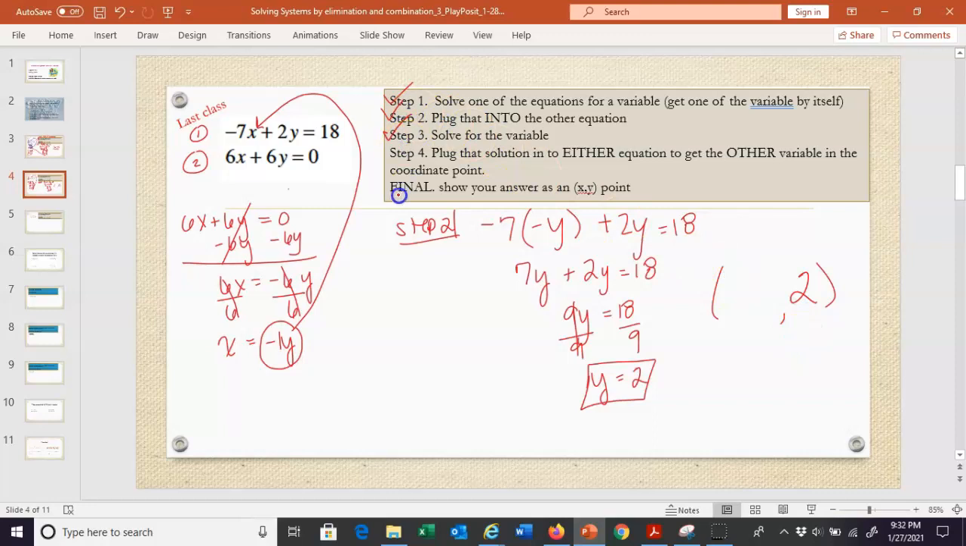Step 3 is done. Step 4 says now, okay, you found y, plug that into another equation to get whatever x is. So we can plug it in anywhere we want. It will give us the same value. So I personally feel like it's easiest just to put it here again because x is already by itself. So instead of y, we're going to put 2. X is -2.